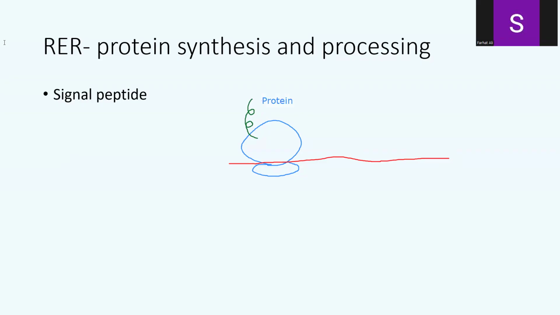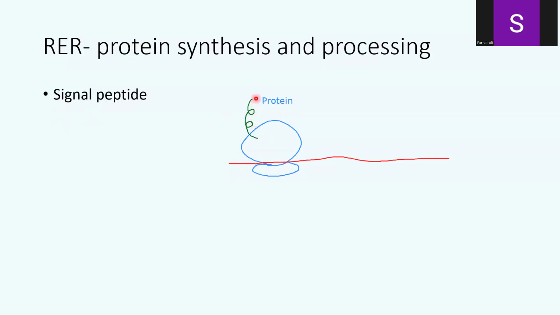As the ribosome starts translating a protein, the initial few amino acids of the protein are produced. This is the N-terminal part of the protein, which contains a specific sequence of amino acids on it. That is called a signal peptide. The signal peptide is about 20, 30 amino acids, and it is present on the N-terminal.